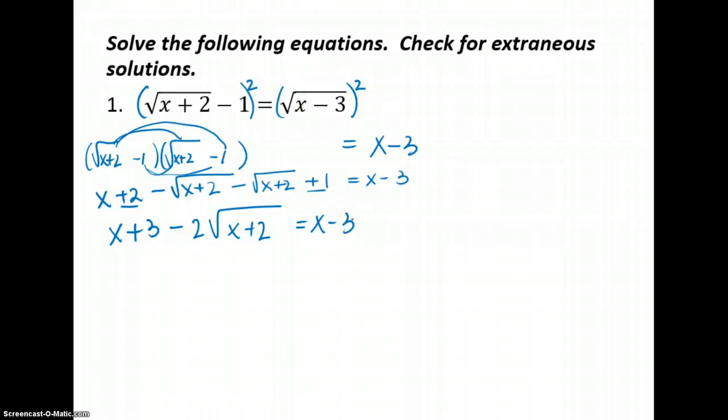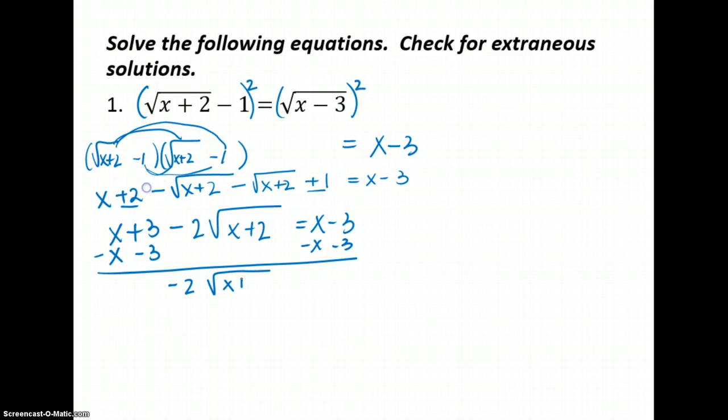Okay, so now I'm going to subtract over my x. I'm going to subtract over my 3, and I have negative 2 square root of x plus 2. These x's cancel, equals negative 6. I'm still working to isolate this radical, so I'm going to divide both sides by negative 2. So square root of x plus 2 equals 3. Wow, that was a lot of work just to get this radical isolated.